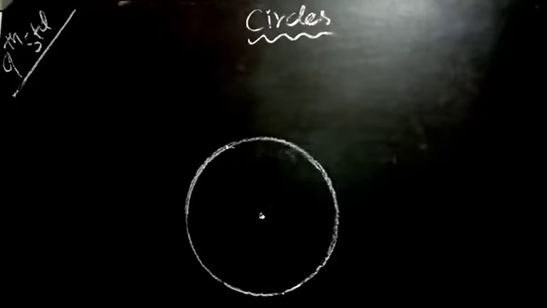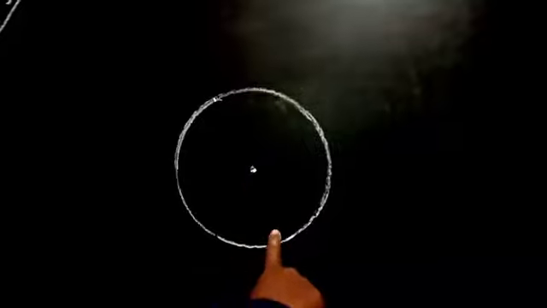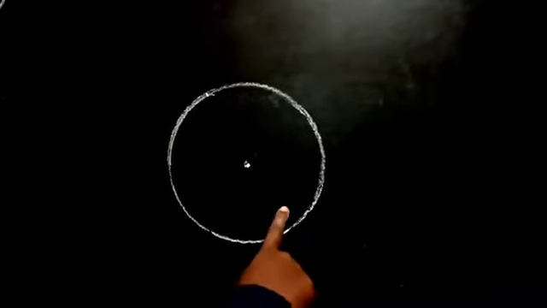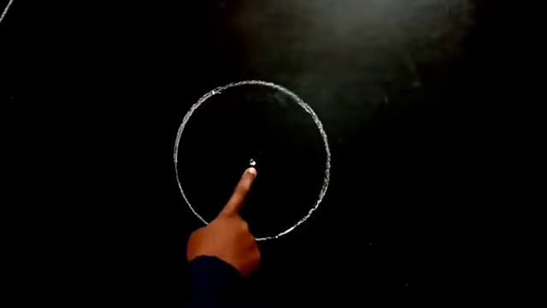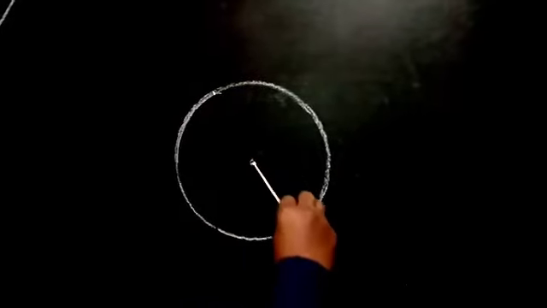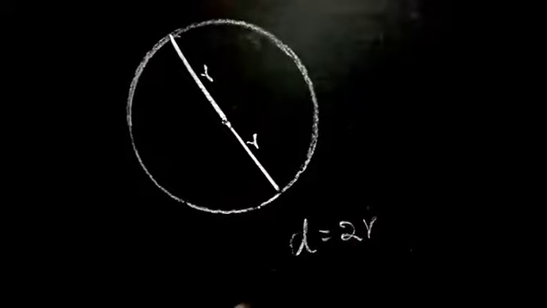Today's topic is circles. The collection of all the points in a plane which are at a fixed distance from a fixed point in a plane is called a circle. This is called a fixed point. This is the circumference. From the fixed point to the circumference, this distance is called the radius. Two radii make one diameter, but we have to draw it through the center point. So, diameter equals 2 radius.